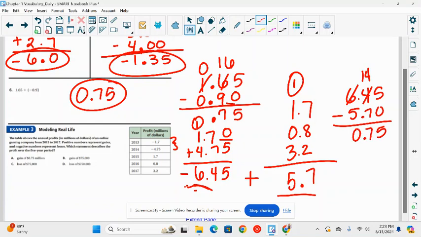Is it positive or negative? Which one was bigger, here or here? Negative. So this negative, does that represent a loss or a gain? Loss. So we lost $750,000. And that's it for 1.3. Yay.